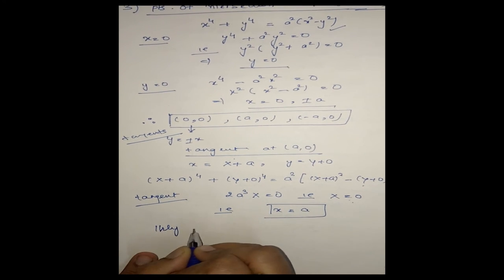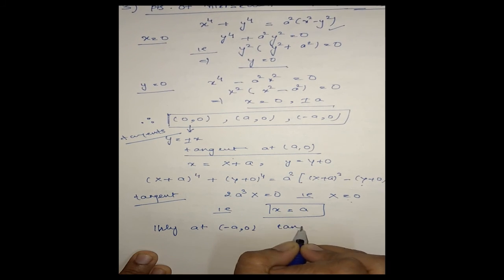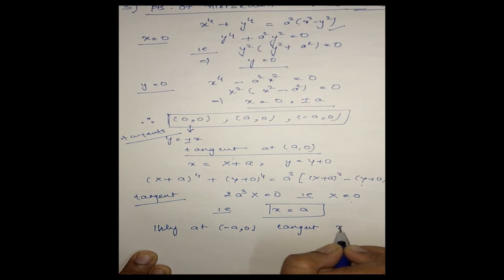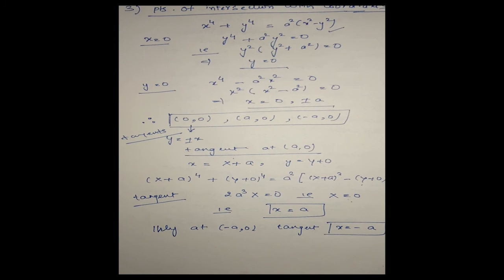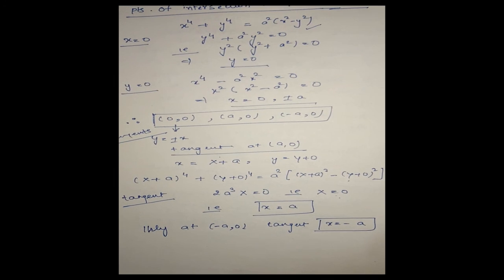Similarly, at (minus a, 0), tangent is x is equal to minus a. Okay, that means we have four tangents. y is equal to plus minus x, and x is equal to a, and x is equal to minus a. These are the four tangents.